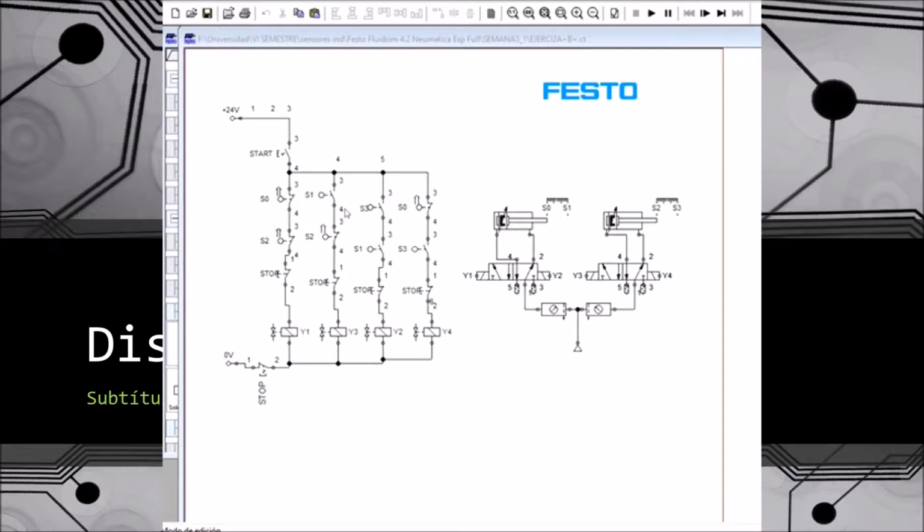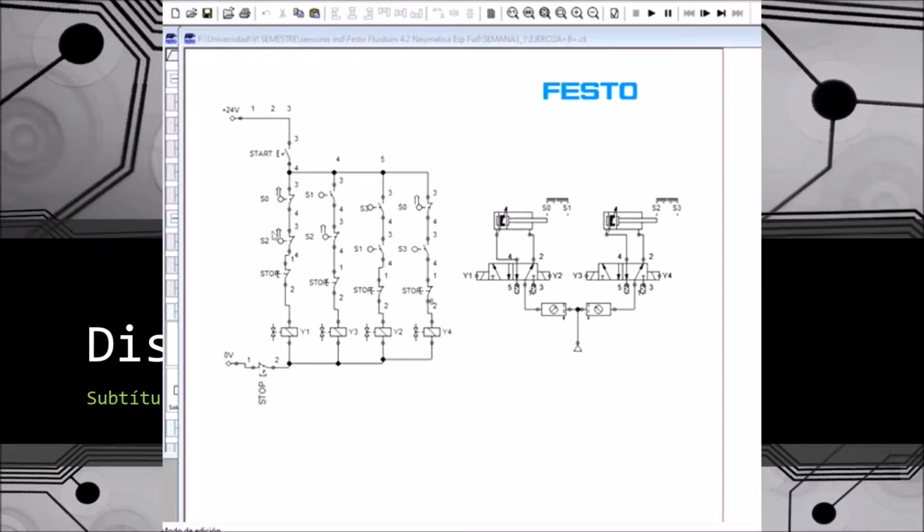The switches are activated with the signal of each sensor, S0, S1, S3, and S2, and they activate the solenoid for the valve. The sequence is A plus, B plus, A minus, B minus. This is activated by the two sensors for every cylinder, S0, S1, S2, S3.